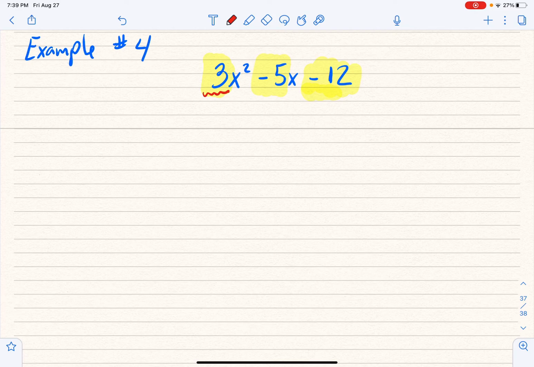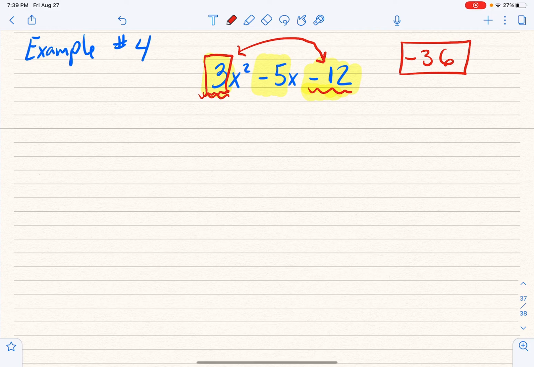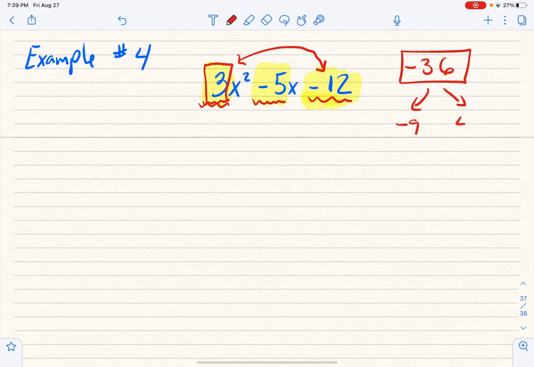So whenever you have a coefficient on that front term, you always have to multiply that times the back term. Okay? You always multiply this front number times the back number, which in this case, 3 times negative 12 gives me negative 36. Now, this is the value I'm trying to break up into two values that add up to give me negative 5. Well, that would be negative 9 and positive 4. Okay, negative 9 plus 4 would give me that negative 5.